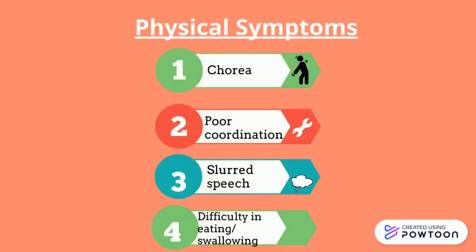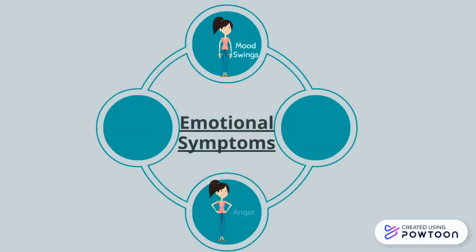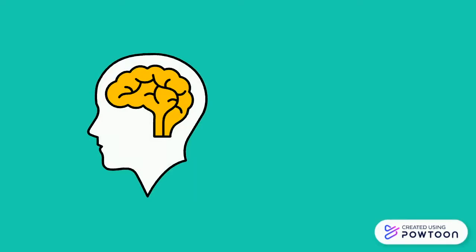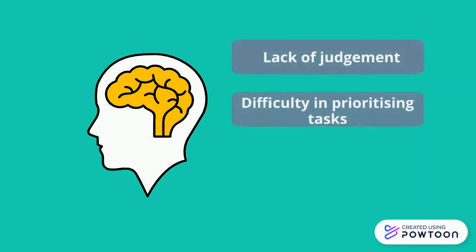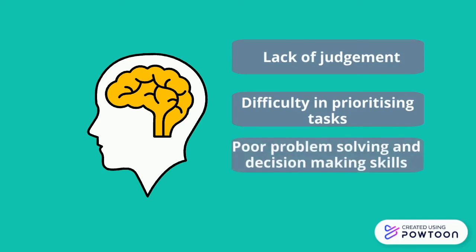The physical symptoms include chorea, which are involuntary jerky movements affecting the fingers, feet, face, or the torso, poor coordination, slurred speech, and difficulty in eating and swallowing. The emotional symptoms include mood swings, anxiety, depression, and anger. Cognitive symptoms presented in HD include lack of judgment, difficulty in prioritizing and organizing tasks, as well as poor problem-solving and decision-making abilities. As the disease progresses, it is most likely to cause dementia.